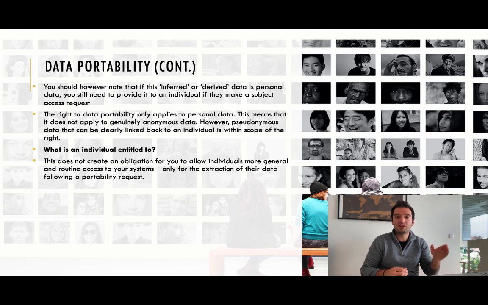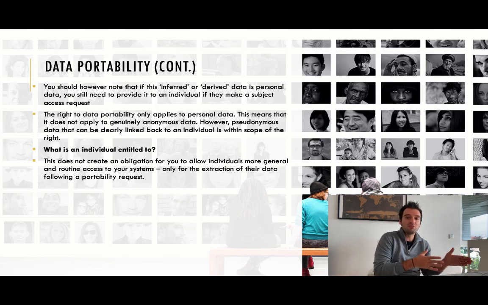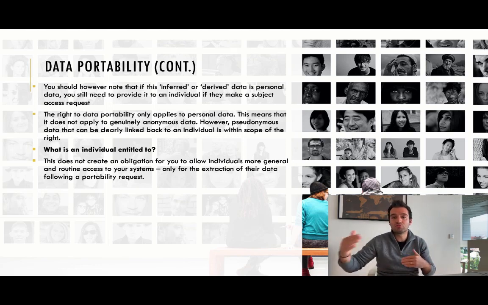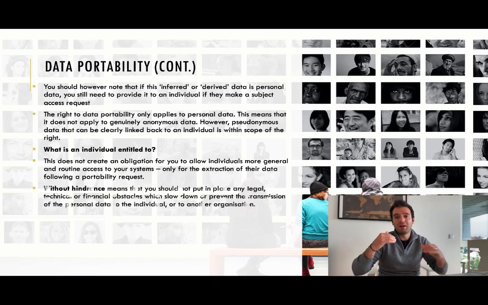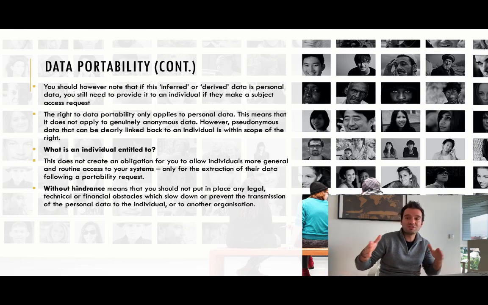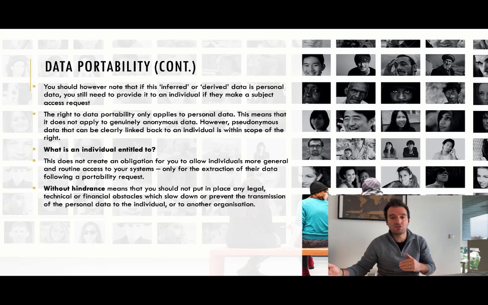And this is GDPR Recital 68. However, you should take a reasonable approach, and this should not generally create a barrier to transmission. Now, without hindrance means that you should not put in place any legal, technical, or financial obstacles which slow down or prevent the transmission of the personal data to the individual or to another organization.